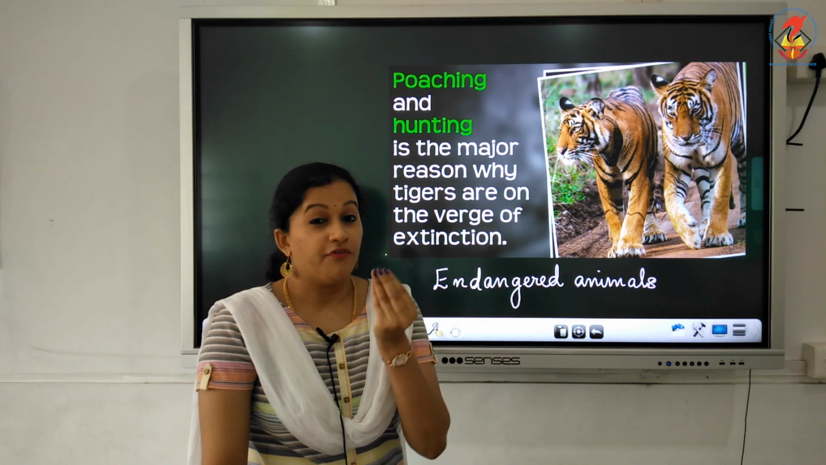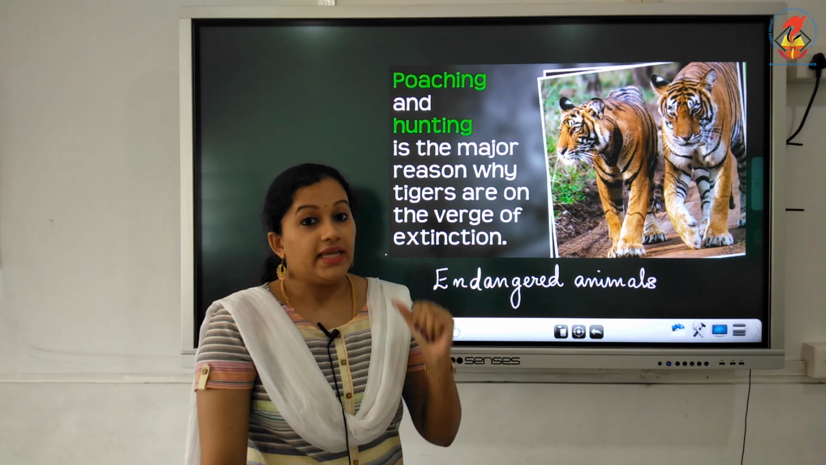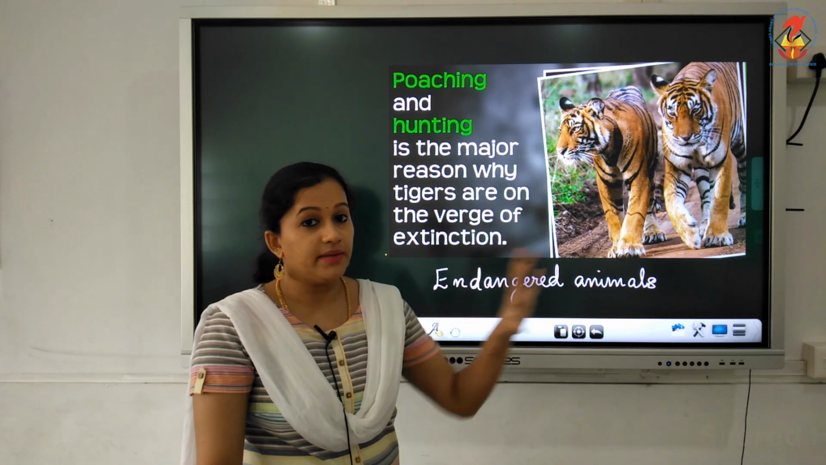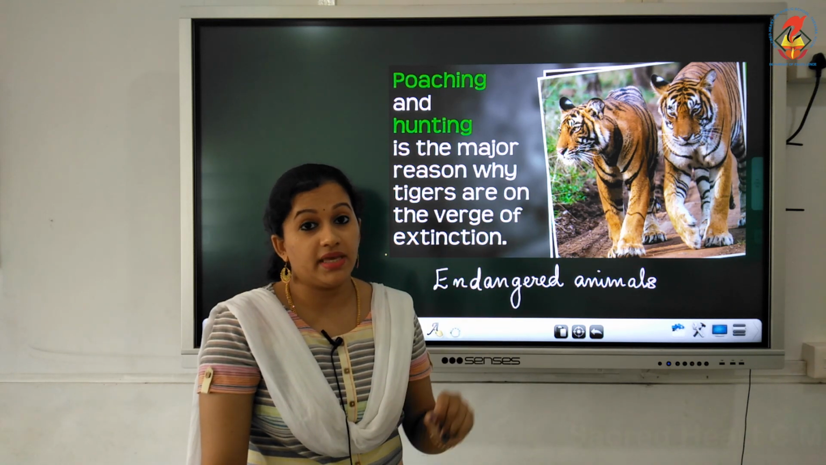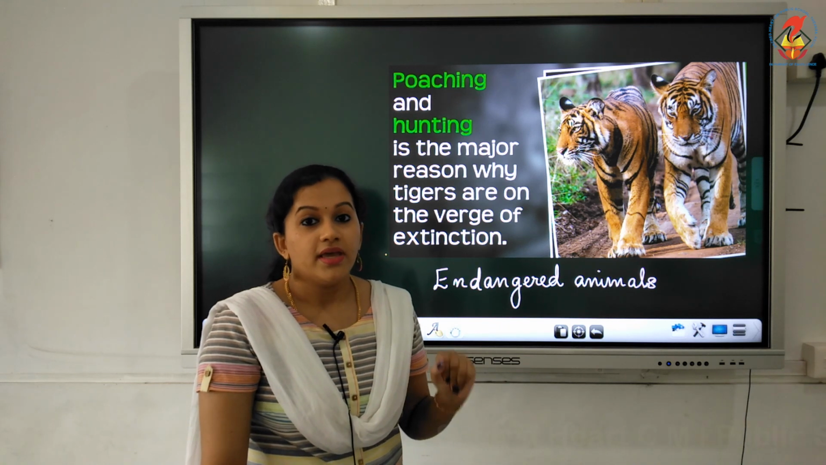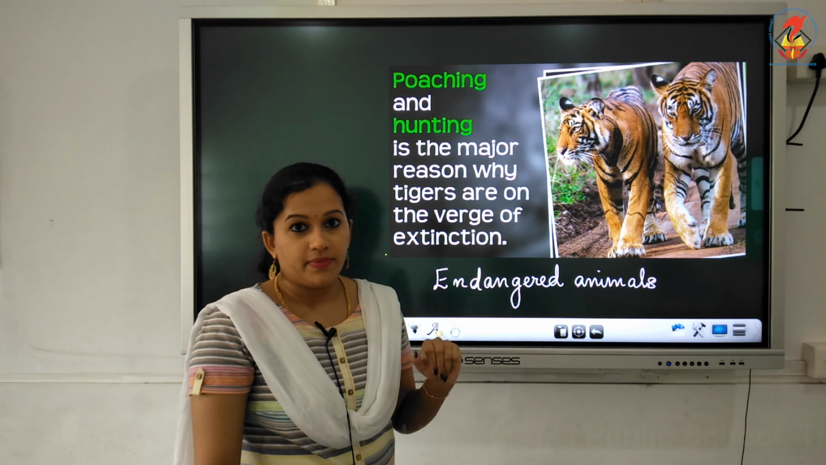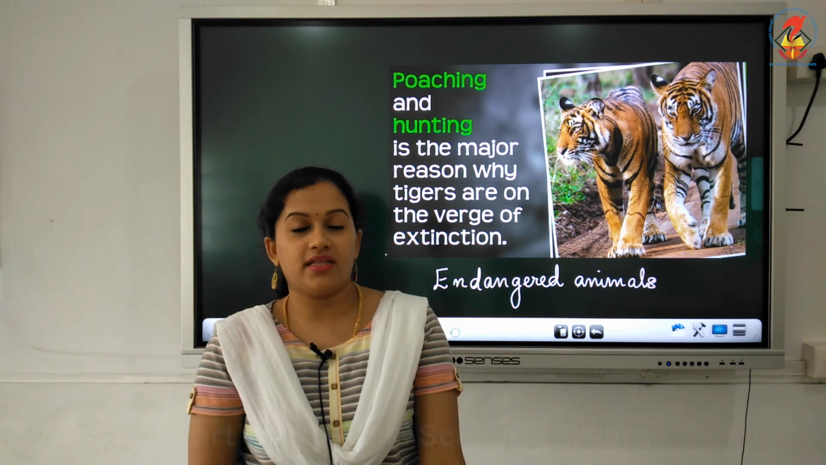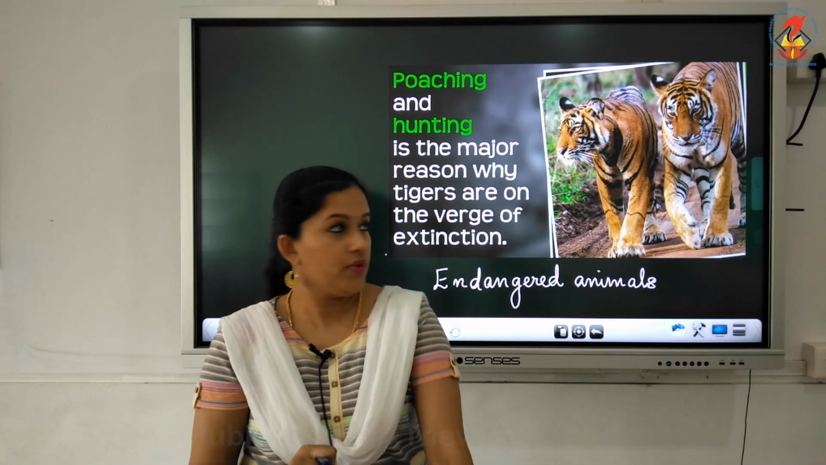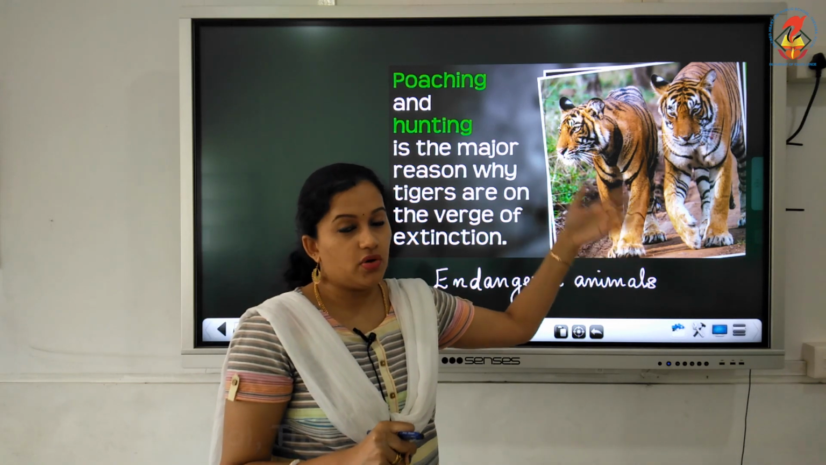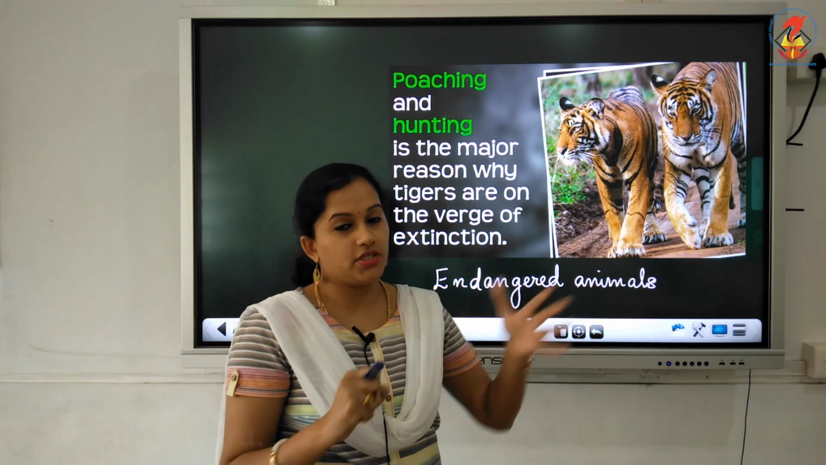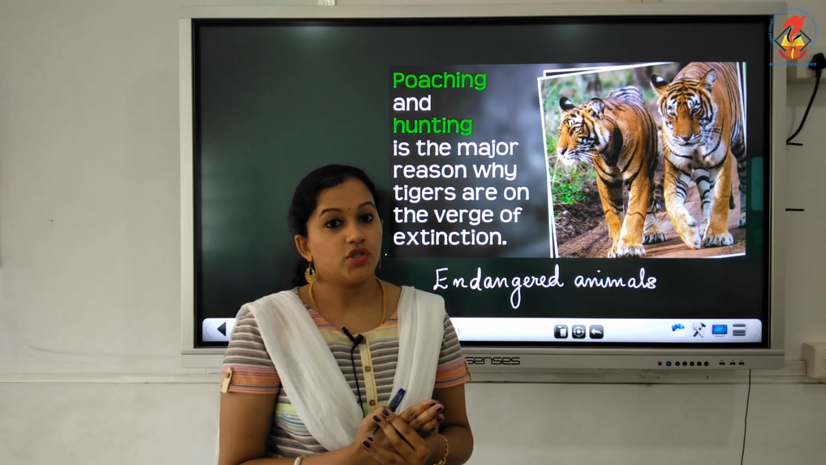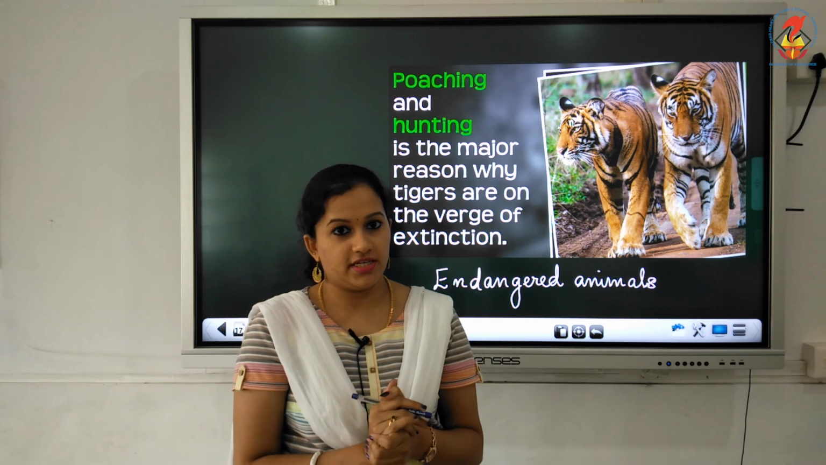Why? Because only very few numbers are there. In India, the number of tigers is very less. That means the population of tigers is becoming lesser and lesser. Why? Because people are hunting them, and also because of poaching. Poaching means illegally hunting the tigers, either to capture them or to get their bone, teeth or their skin, or for the meat also. So some people are illegally killing these animals. So because of that, their population is decreasing.